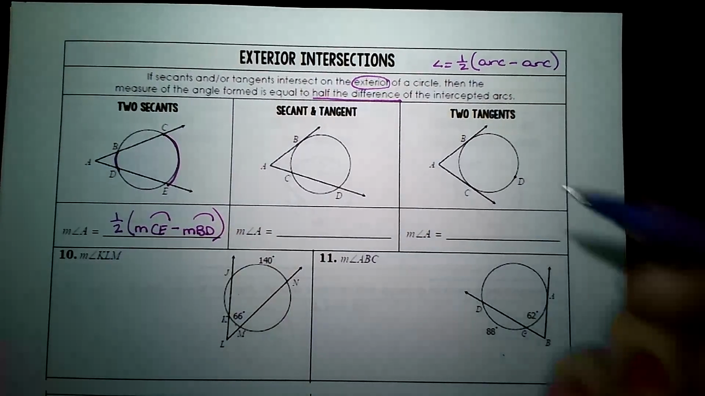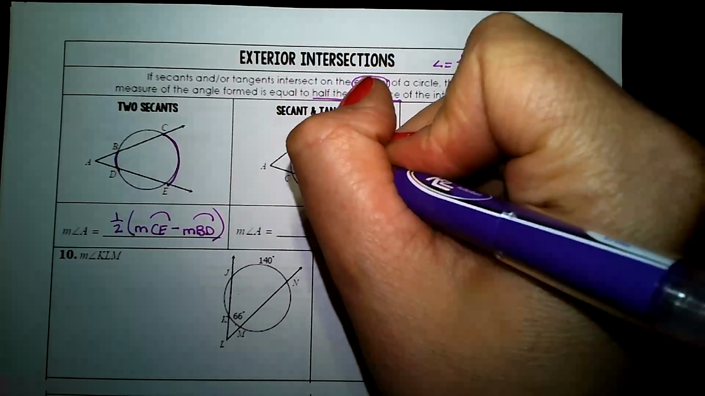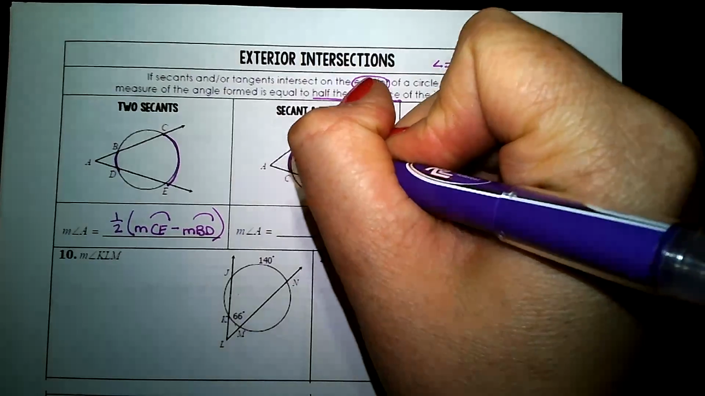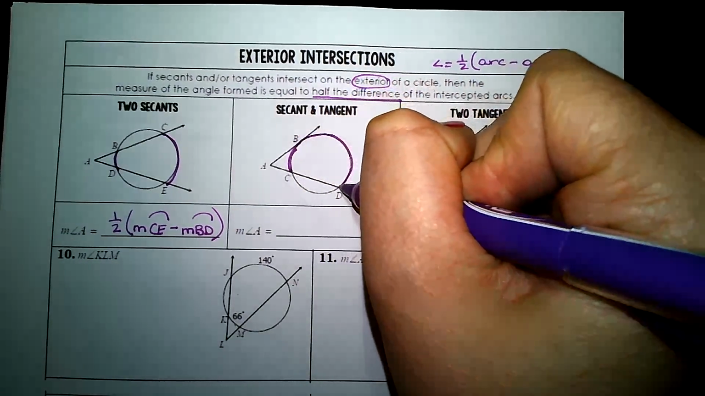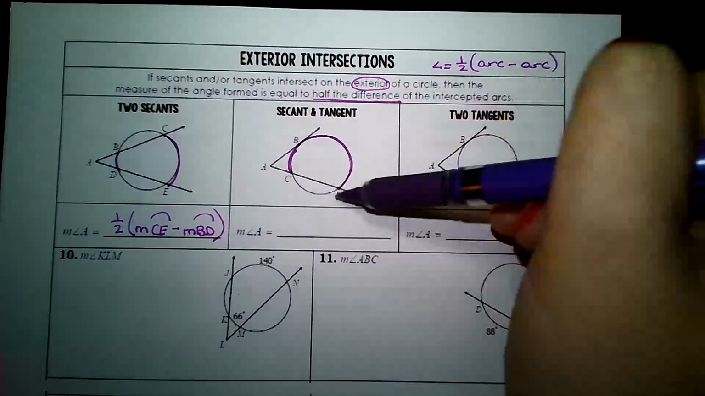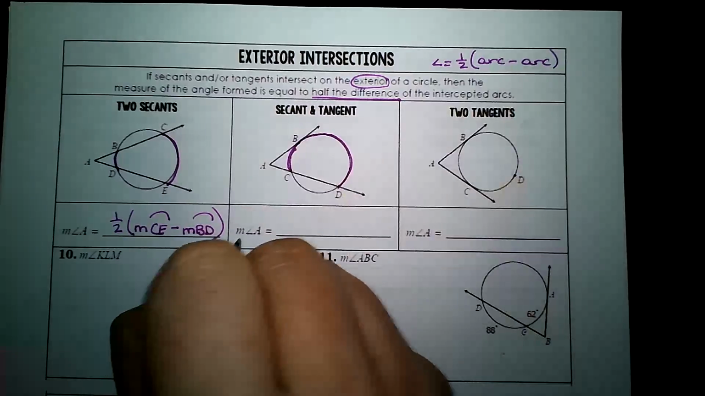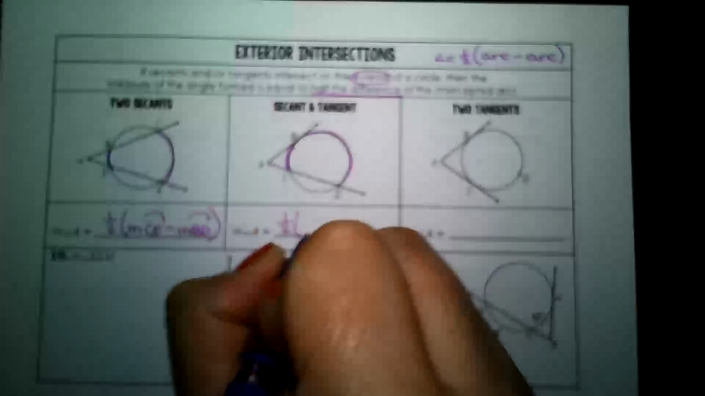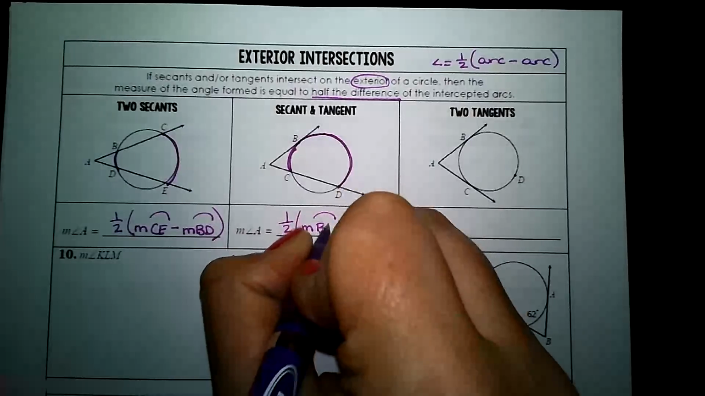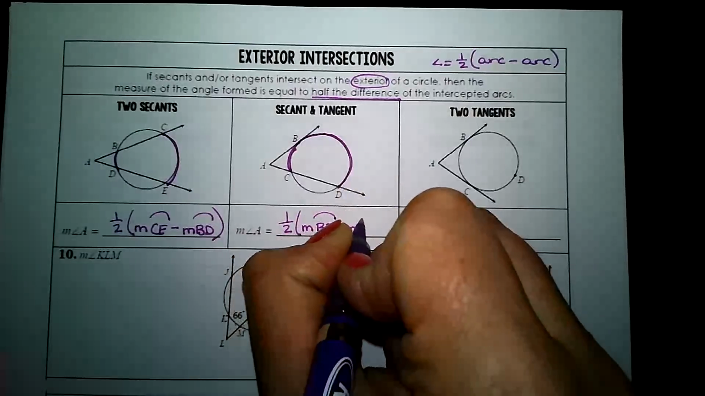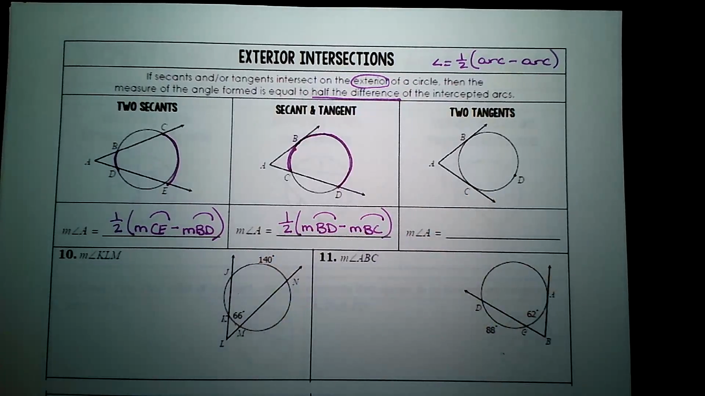Okay. When we're looking at a secant and a tangent, let's find the 2 intercepted arcs. We've got BC and B all the way around to D. So the only portion of the circle not being used is outside of the angle. The angle is equal to 1/2 the difference of the 2 arcs. Remember, you want to start with your big arc to keep your answer positive. So BD is the big arc, BC is the small arc.